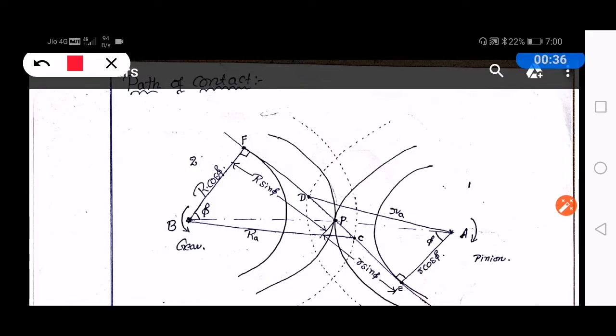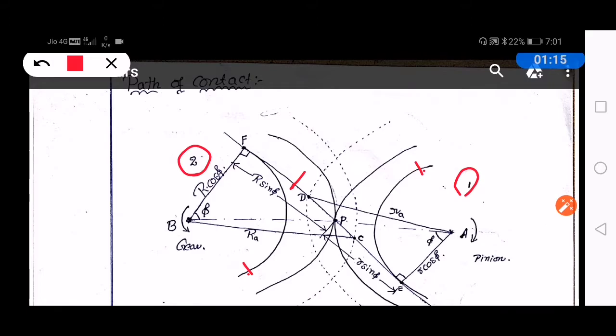Here this one is the pinion. I am indicating the pinion with number 1, and this one is the gear. I am indicating the gear with number 2, right? Here, this circle is the base circle of the pinion. Similarly, I have one more circle, and this circle is the base circle of the gear. If you draw a tangent to base circle 1 and base circle 2, then this is the tangent to these two base circles. I am indicating the tangent with EF.